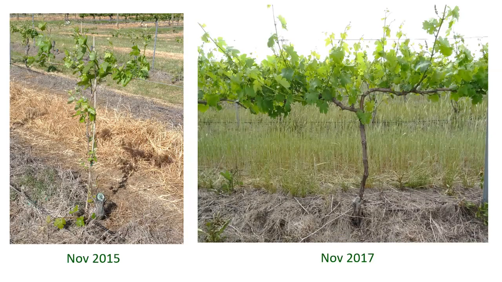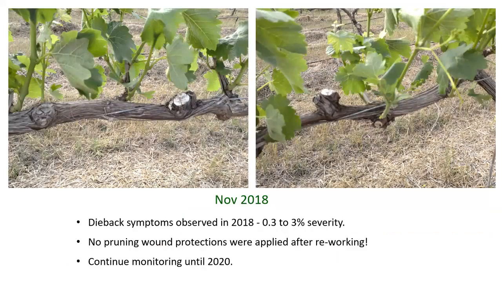Now, just to quickly show you some of the vines that we reworked. So on the left is a vine that we reworked in November 2015. And on the right, this is what the vines look like 2 years after. So you can see there's already a nice new trunk and cordon, and the growers were already able to harvest some berries from these vines. So the vines recovered really well. However, the following year when we visited this vineyard, we already started to observe new dieback symptoms. The severity is still relatively low, up to 3%.